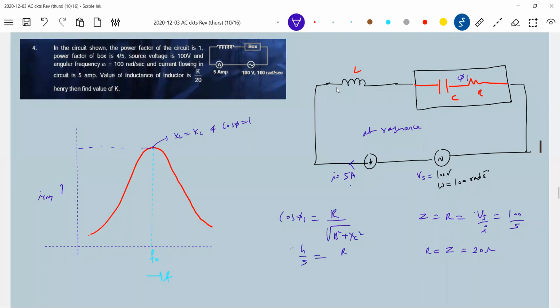So the power factor is how much? 4 by 5. We know the value of R, and in root of R square plus X square, we'll get XC. And at resonance, what should happen? XC equal to XL. So anybody got a value here? K equal to 3. Okay, directly you are telling K equal to 3. Getting the idea? Some all interlinked.